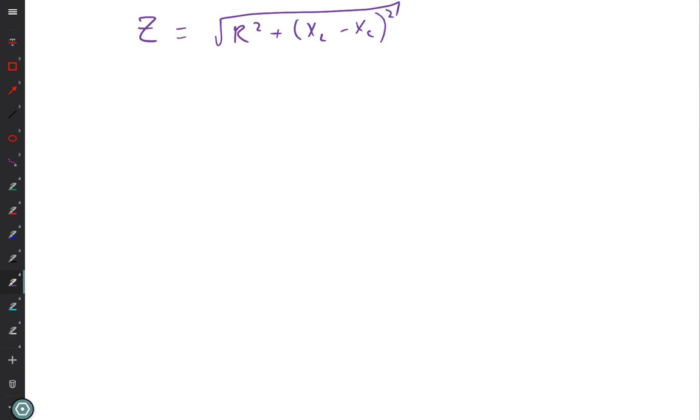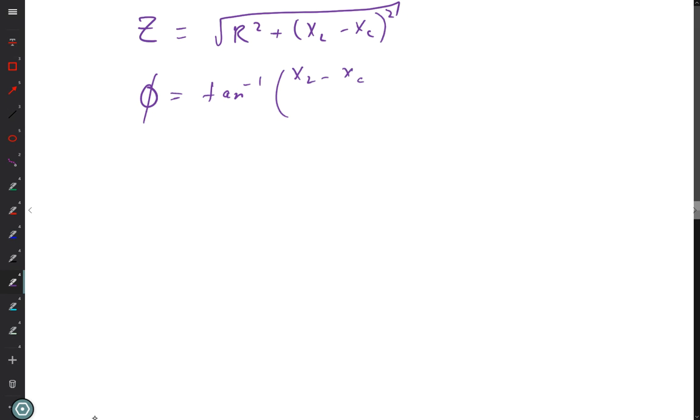So that's the impedance, Z, and of course the phase angle is going to be inverse tangent of the opposite side, which is the XL minus XC, over the adjacent side, R. And so that's the phase angle. Or you can do the phase angle one different way.